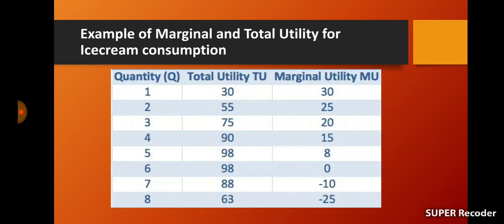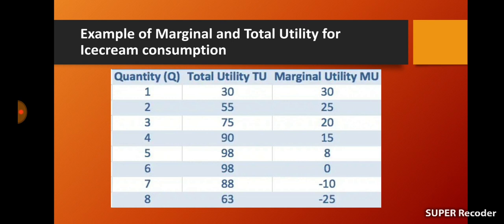In this example we can see the quantity consumed by a consumer, the total utility and the marginal utility. Here when he consumes the first unit, the marginal utility is 30. Then when the consumer consumes more units, the marginal utility is decreasing, like 30 to 25, then 25 to 20, then it again decreases to 15, then 8, then 0, then it becomes negative. Firstly it becomes negative 10, then negative 25.